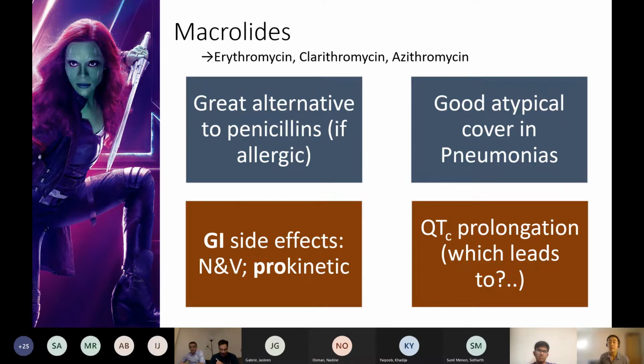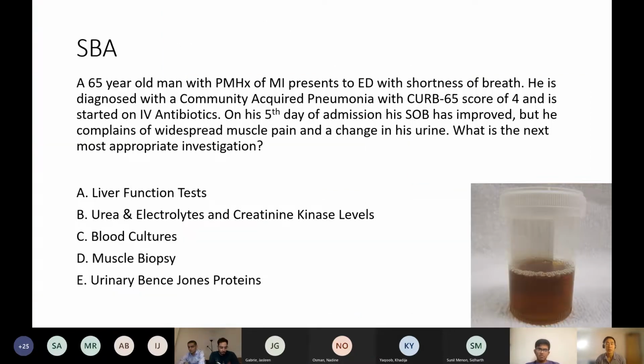So you want to be really careful about starting macrolides in people who already have a prolonged QT, for example, if they have congenital long QT syndrome, or if they're on any other drugs that are known to increase QT, like antipsychotics, for example. Good. That's our macrolides. Let's go on to a question.